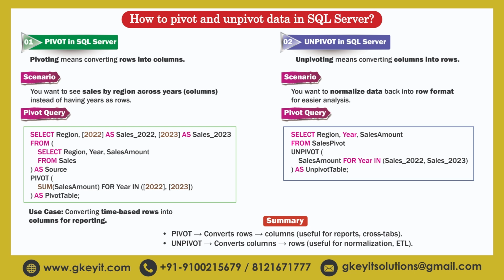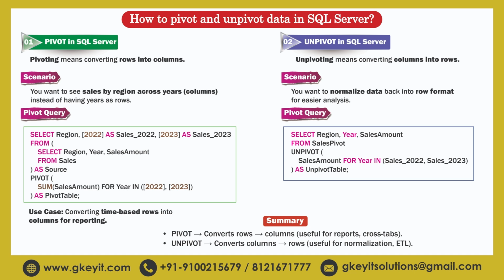And coming to the unpivot in SQL Server, unpivoting means converting columns into rows. The scenario is if you want to normalize data back into the row format for easier analysis, we have a query. Select region, year, sales amount from sales pivot. We are using the unpivot functionality on sales amount for year in sales 2022, sales 2023 as unpivot table.